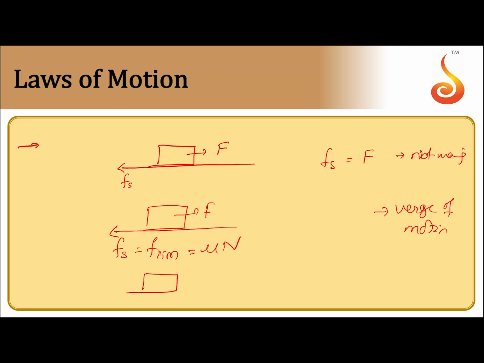Suppose this time the force applied is more and the object starts accelerating. Then what comes into the picture is the kinetic friction, and the acceleration of that object is the applied force minus kinetic friction, divided by its mass. So, three simple cases.